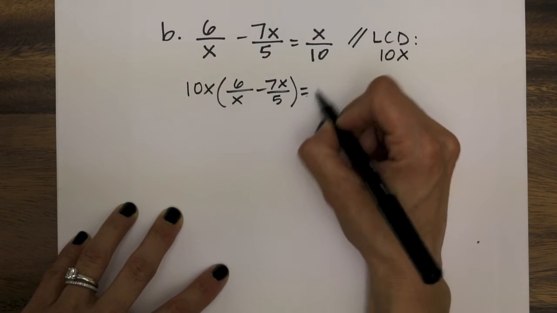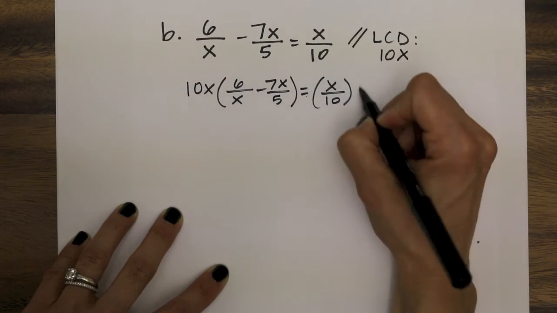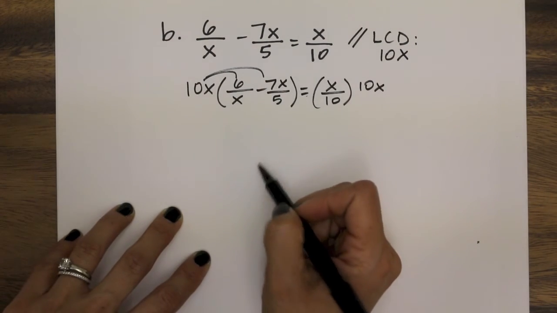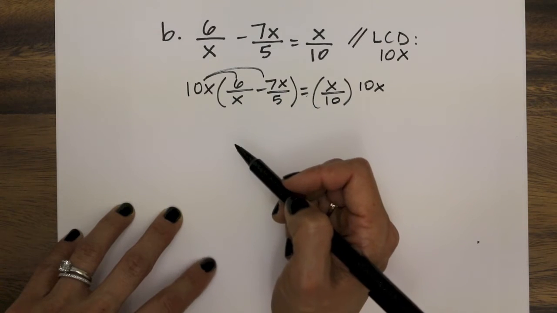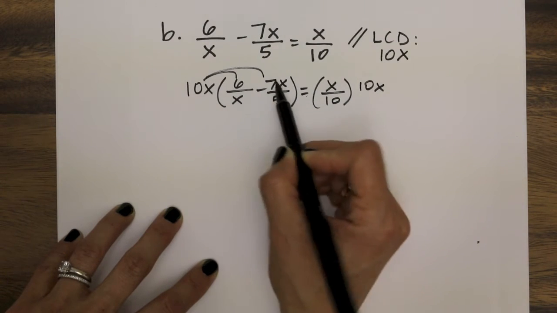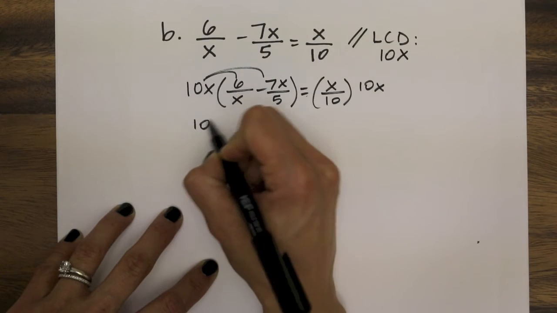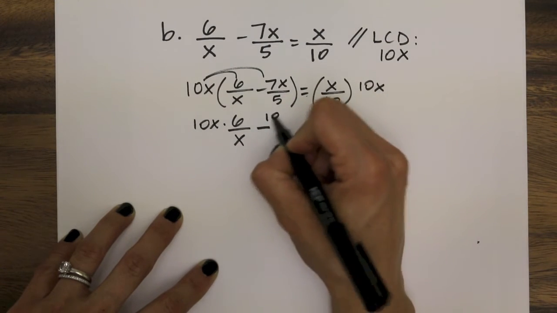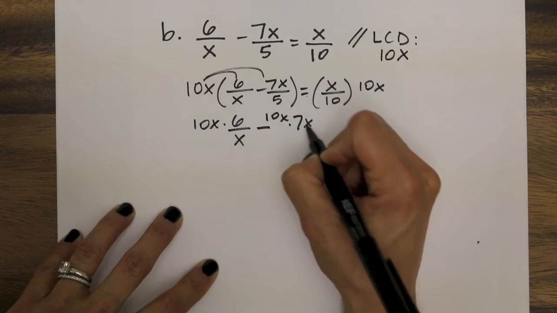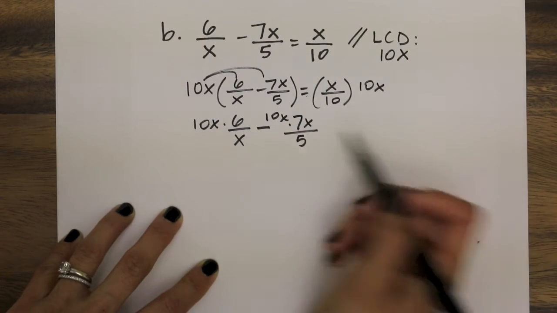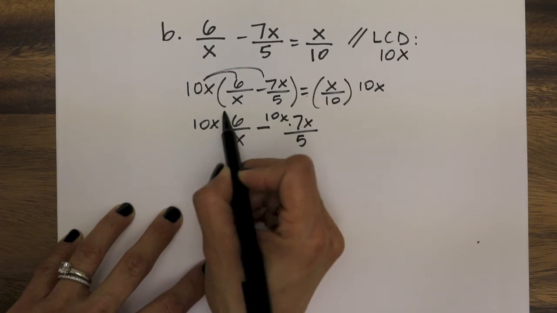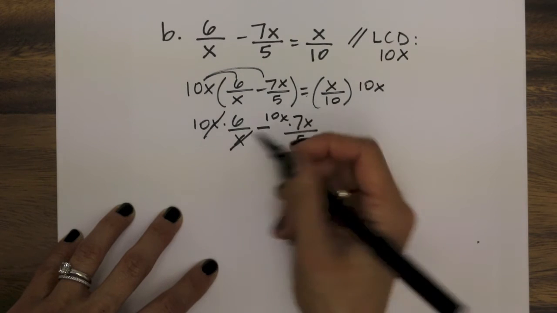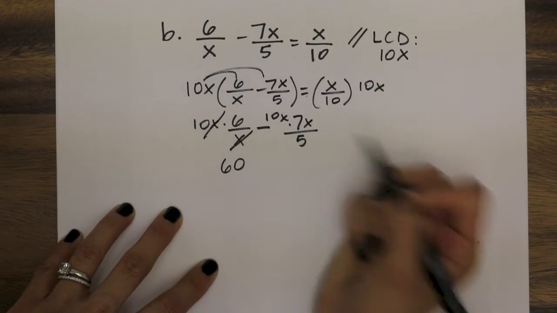And we'll multiply the right side of the equation also by 10x. When you do so, you're going to distribute. And this is where the fraction busting comes in. So when we distribute 10x to both terms, I want you to think of it as 10x times the 6 over x and 10x times the 7x over 5. The x's will cancel here, so x cancels with x, and you're just left with 10 times 6, or 60.